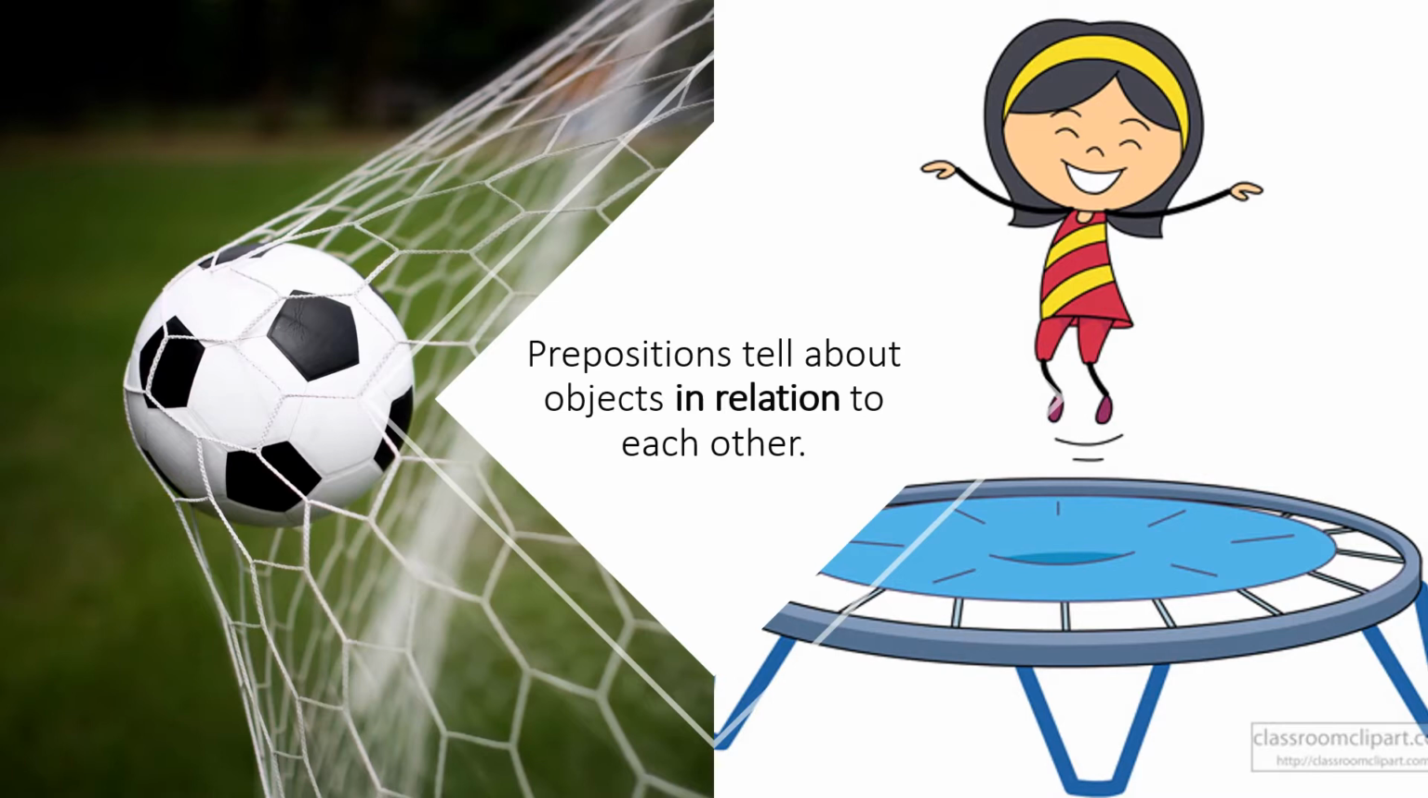She isn't standing next to it. She isn't looking at it. She isn't walking by it. She's jumping on it. So what is her relationship at that moment to the trampoline? That's what a preposition will tell you. She is on the trampoline.